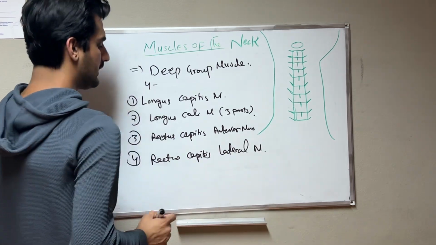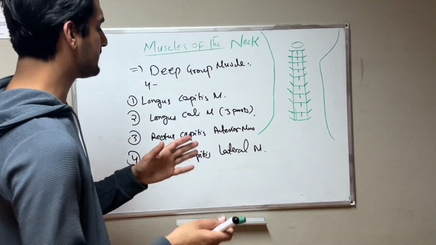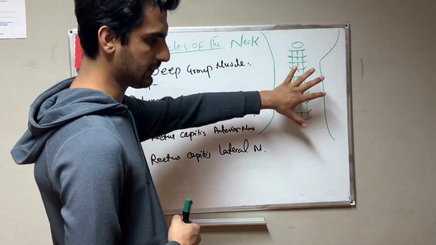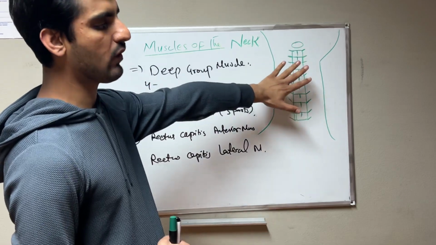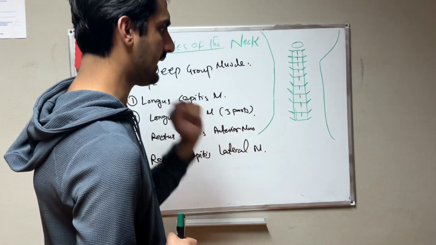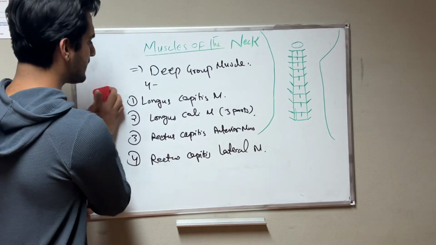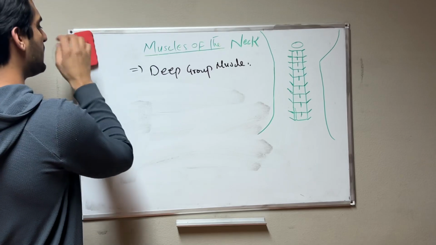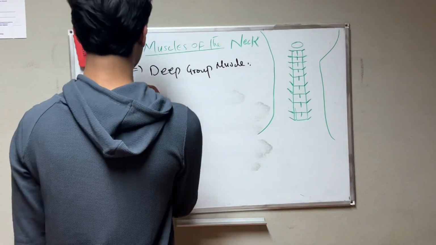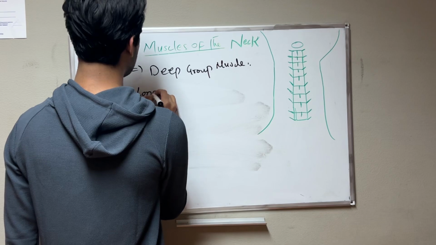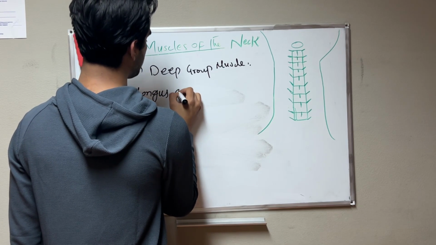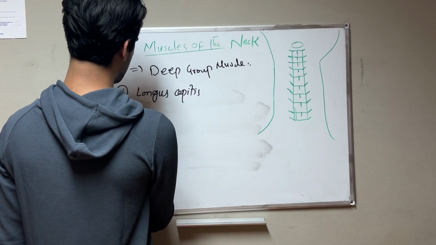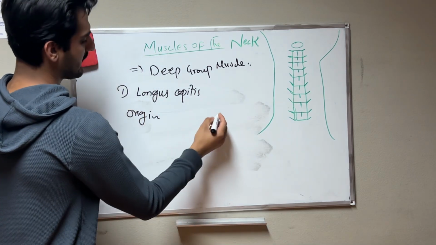Okay, now we are going to discuss these 4 muscles in the deep group of muscles of the neck. These are the diagrams, the back view or posterior view of the neck. Now we will discuss each muscle's origin and insertion, from where to where. First muscle, longus capitis, capitis meaning from the head.